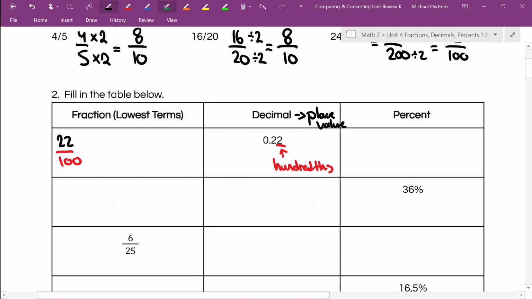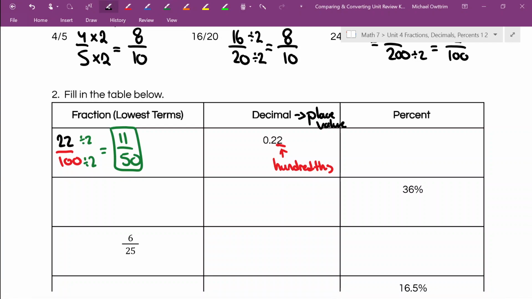And we always want to simplify fractions. Simplify means to divide your fraction until you can no longer divide it by anything. So both 22 and 100 are even. We know they divide by 2, and that gives us 11 out of 50 as our simplest form.